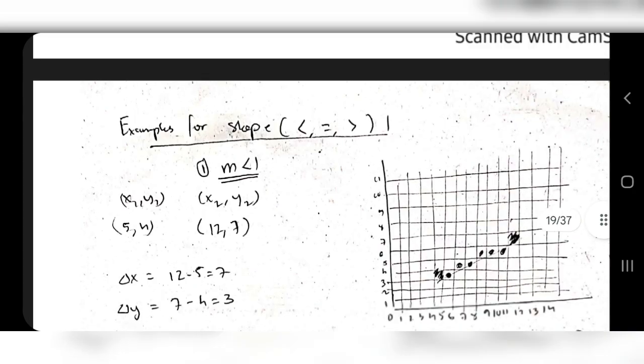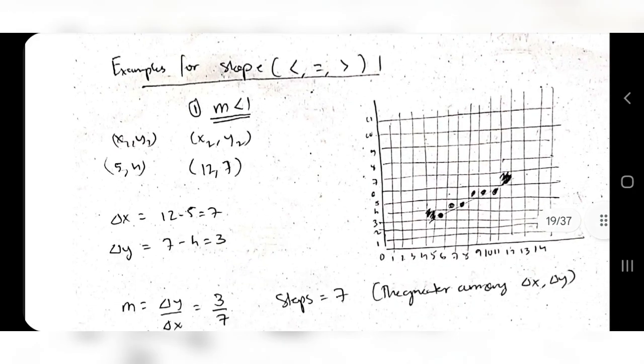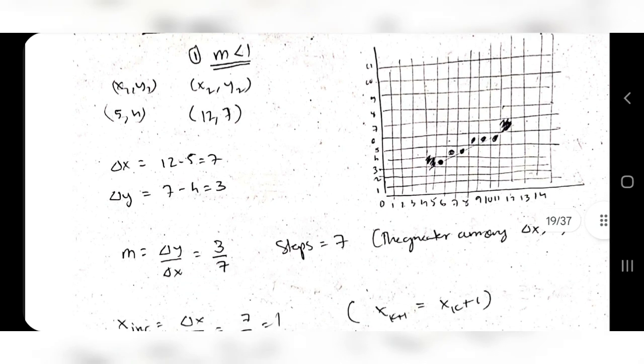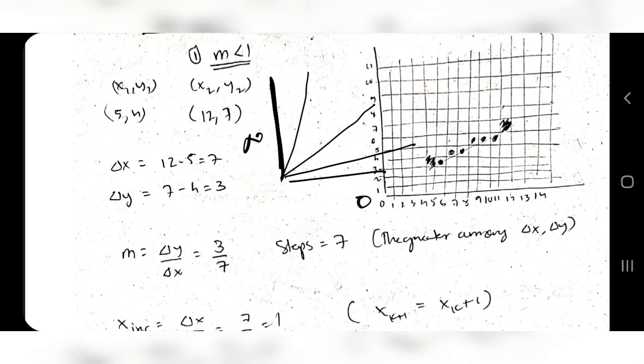Okay, so these are the values. X is not changing here. Y is changing one at a time. This is the x increment, this is the y increment. So these were the basics, and let's see another case: slope between 0 and infinity. Here the slope is infinity at one end and 0 at the other, and it can be less than 1, equal to 1, or greater than 1. So let's see how to do it for each of these cases.